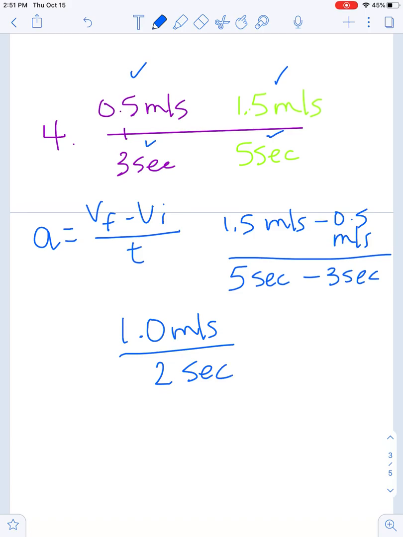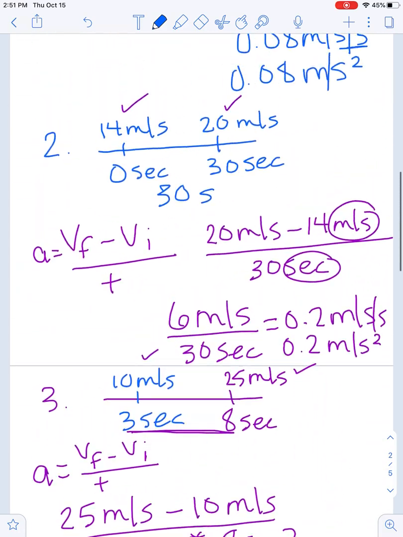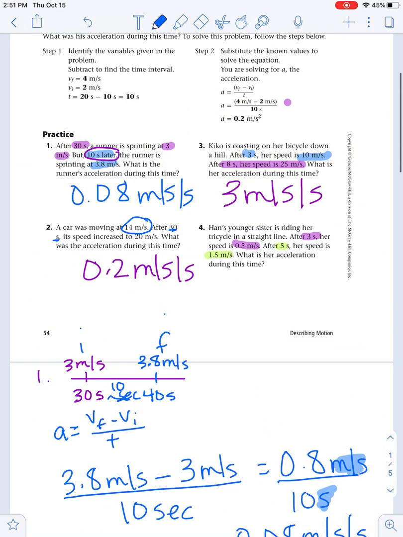Now I am ready to put this into my calculator. 1.0 divided by 2 is 0.5 meters per second for here, per second for there, or I could say 0.5 meters per second squared. So let's put that in here, 0.5 meters per second per second.